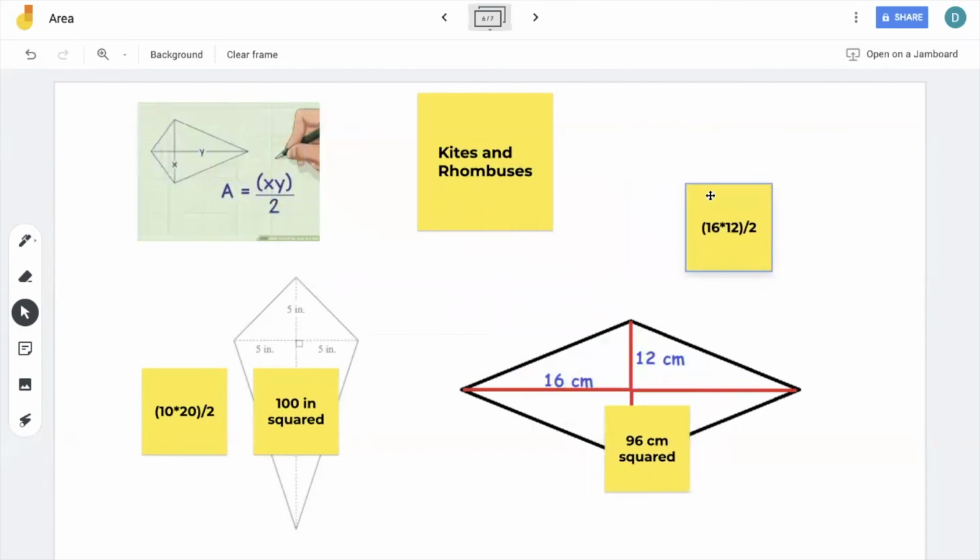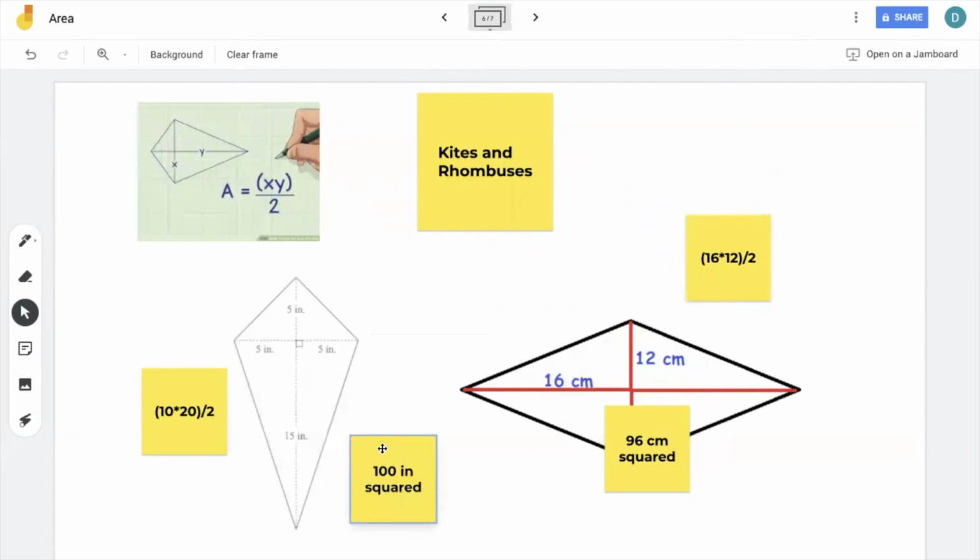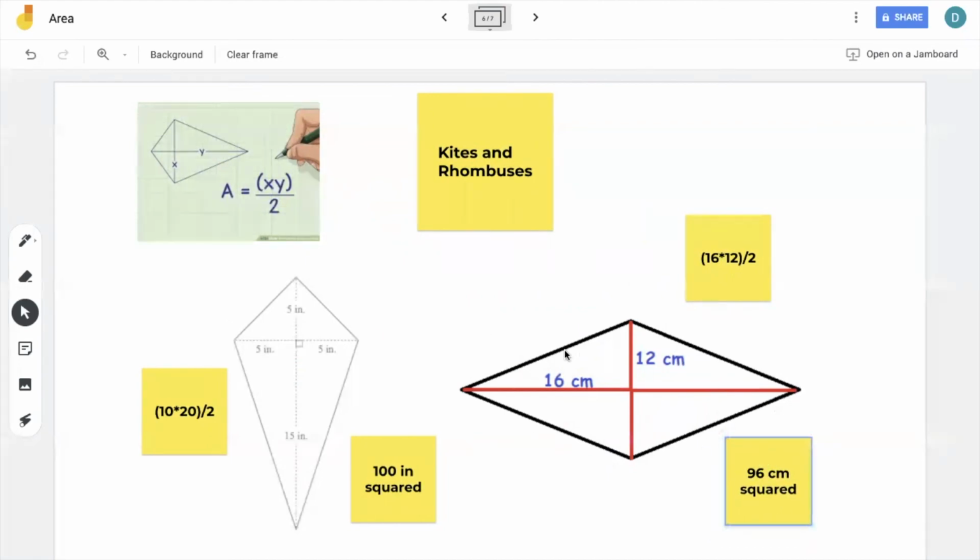So what distinguishes a kite from a rhombus? Well, a kite has 2 different lengths for its sides, and these 2 up here are the same, and then these 2 down here are the same. A rhombus has the same length for every side. So it's kind of like a square, but tilted, like a parallelogram, if that makes sense. So that's the difference between them, but you find the area the same way, which is pretty cool. So let's move on to the next thing.